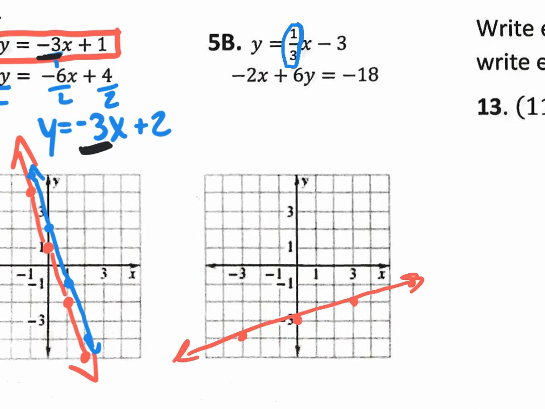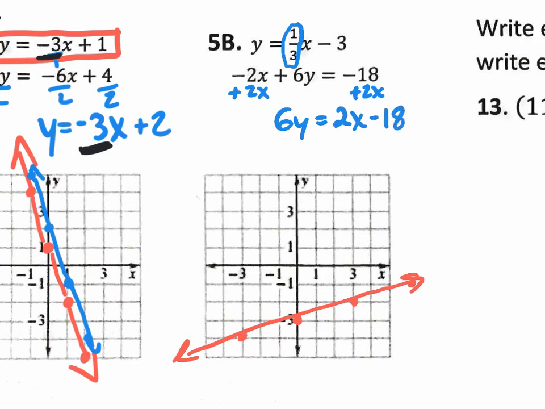What do I need to do to get it ready to graph? I either need to get y by itself, or I could find the x and y intercepts. How do you find the x-intercept? You set y equal to 0, and then how do you find the y-intercept? You set x equal to 0, and you could graph it that way. I'm going to go through and get y by itself. So I'm going to go plus 2x plus 2x. It'll be 6y equals 2x minus 18.